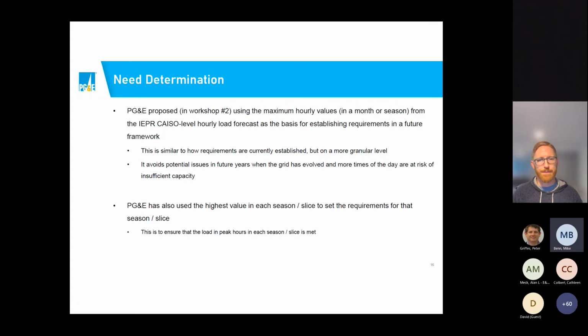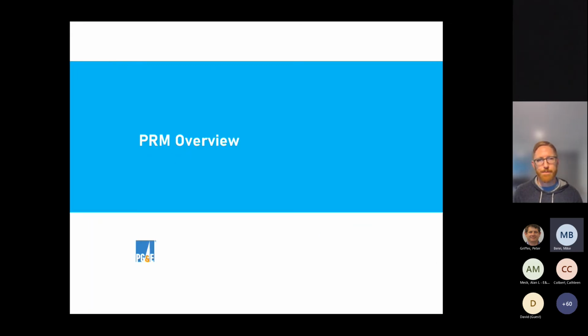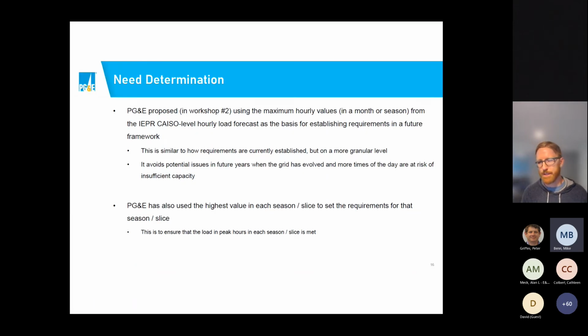One other thing to mention here is that if you did a 24 slice approach, then you wouldn't need to do this, right? Because you would be essentially setting the requirement for every hour, and that hour would coincide with the load in that hour. Okay, and so that kind of wraps up our section on the forecasted need determination. It's a relatively short section.